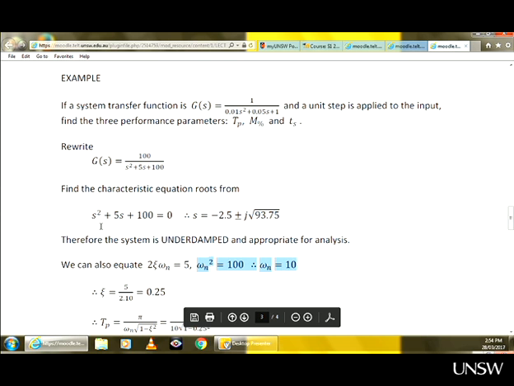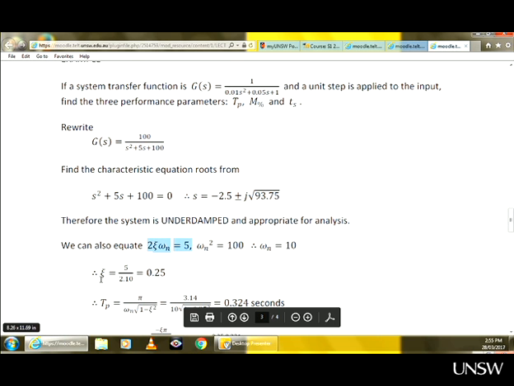Then equate 5 with 2 psi omega n. 2 psi omega n equals 5. Now you know omega n, so you can find that the damping ratio is 0.25, which is less than 1 and more than 0. Perfect. Now we know for sure that our system is underdamped. Not only is it underdamped, the damping ratio is also less than 0.3, so we can safely apply the equation for the settling time.